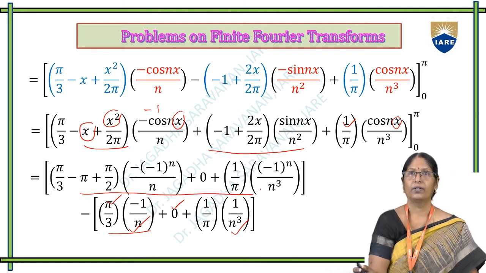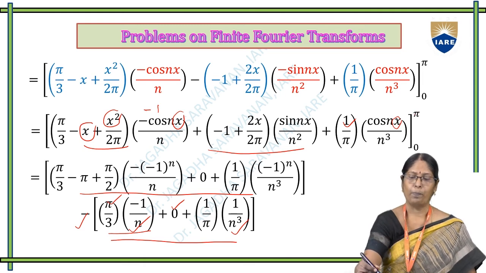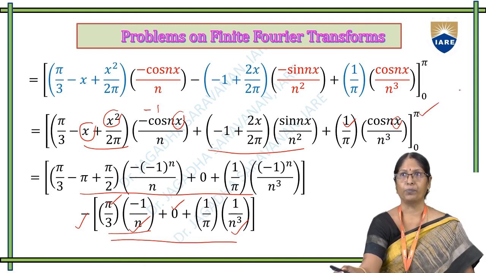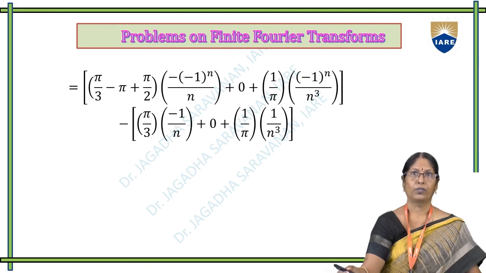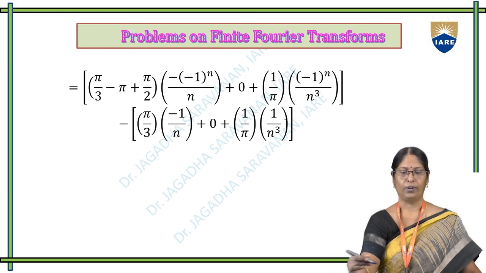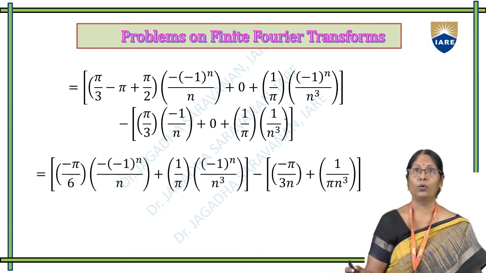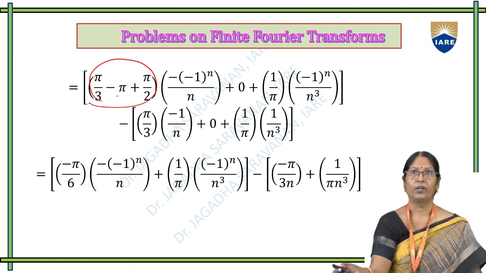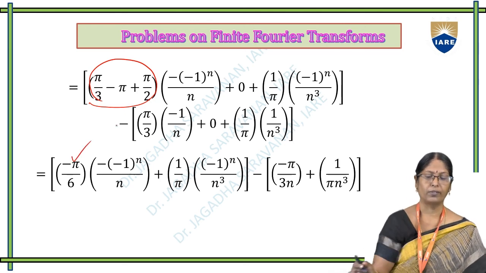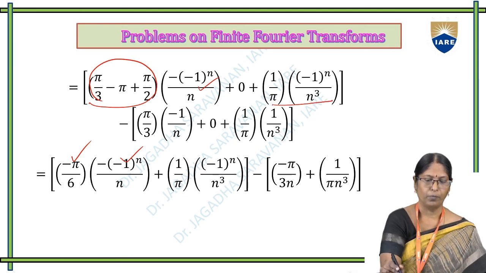Upper limit minus lower limit value: the upper limit value pi is substituted, the lower limit value 0 is substituted in the place of x. So that is the term of the step of the previous slide. It is kept again. Now only the simplification part. So this we will take the LCM. We will be getting minus pi by 6. This is written as it is. This term is written here.